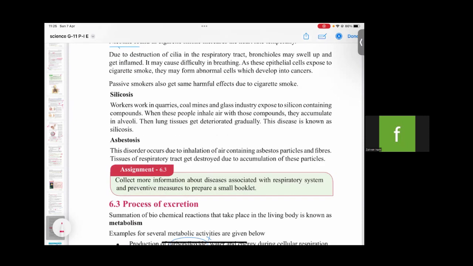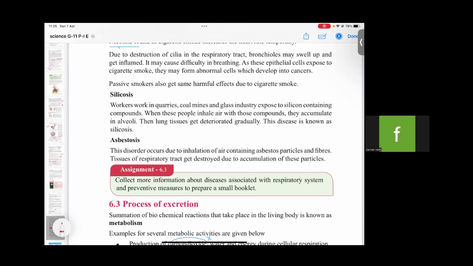Then silicosis, caused basically by silica, in glass working, coal mining, quarries and so on. Your lung tissues can deteriorate by silica accumulating in your alveoli. This is called silicosis. Asbestosis is because of asbestos particles and fibers. Do you know asbestos? They are sheets used as a roof. Asbestos particles can accumulate in the respiratory tract and destroy our tissues.